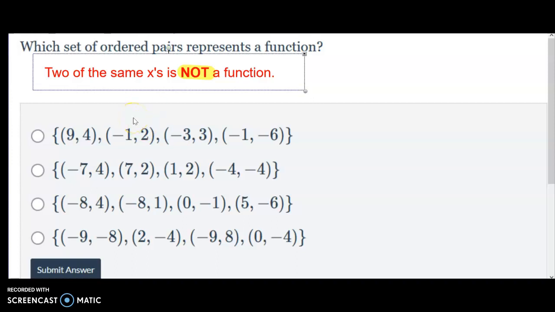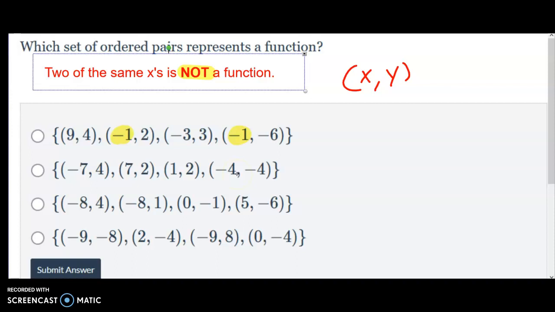Okay, so let's take a look. So we're looking for x's that are the same. And remember, when we're talking about x's, we're talking about the first number is x and the second number is y. So we want to see where in that set of points the x's are the same. So if you look down through here on this first one, you see you got a -1 and another -1. Okay. If you look on the second one here, there's not 2 of the same.